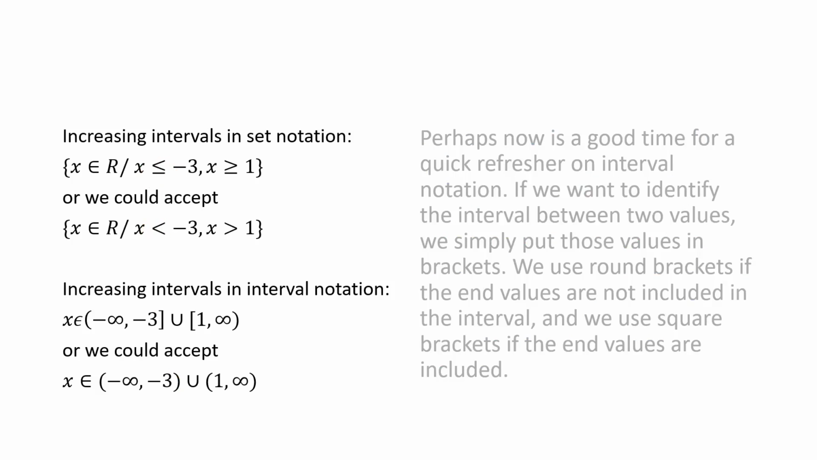Now, perhaps now's a good time for a quick refresher on interval notation. If we want to identify the interval between two values, we simply put those values in brackets. We use round brackets if the end values are not included in the interval, and we use square brackets if the end values are included.